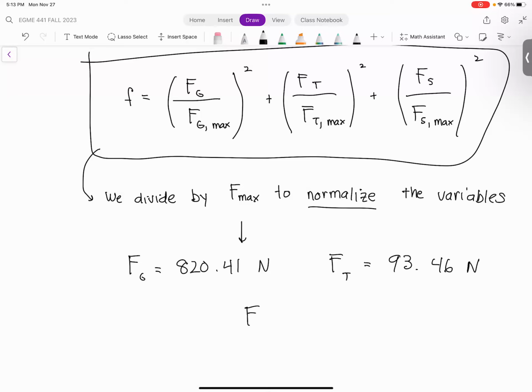And Fs is now the one doing most of the work because it has a much higher maximum. Fs is going to be 1868.2 newtons. So this objective function combined with our design variables and our constraints does a much better job of balancing the load between the muscles relative to what the muscles can do. Any final questions on this before we wrap it up for today?